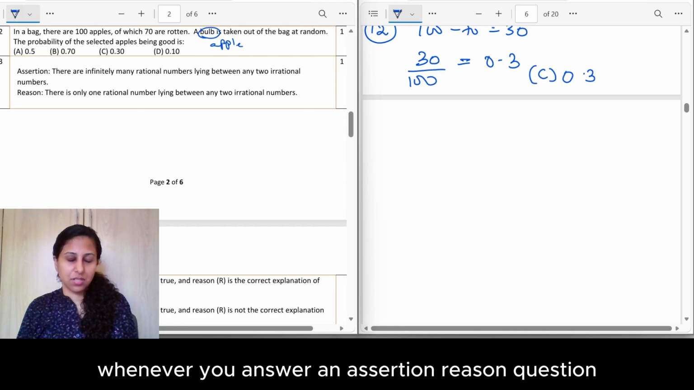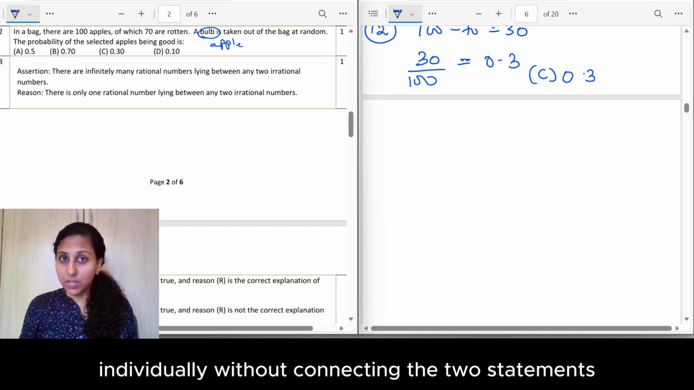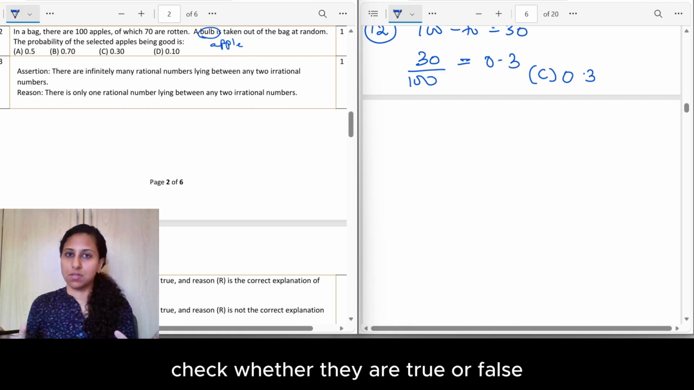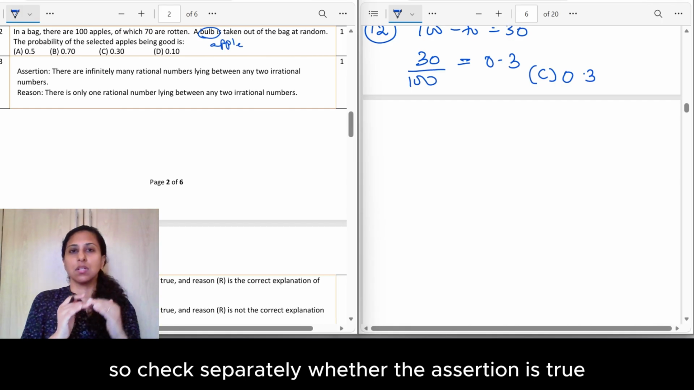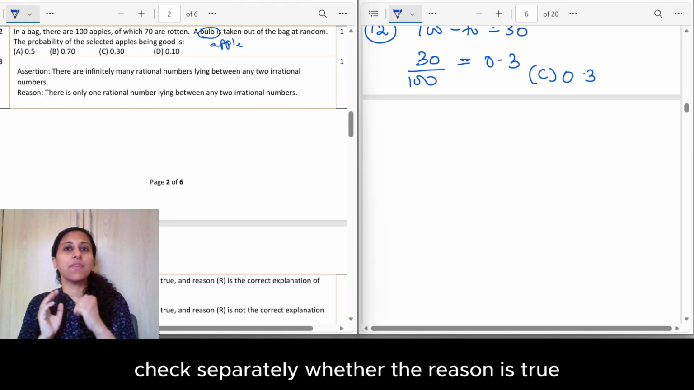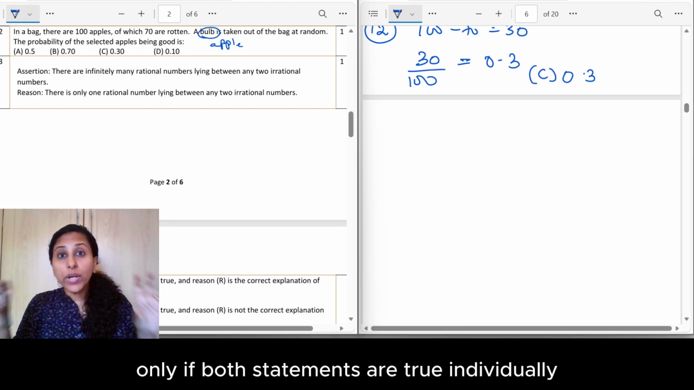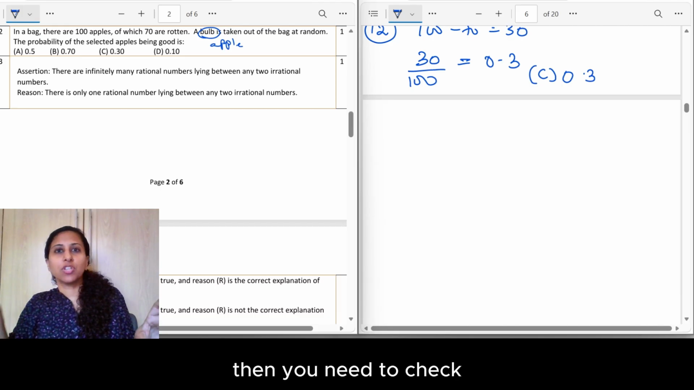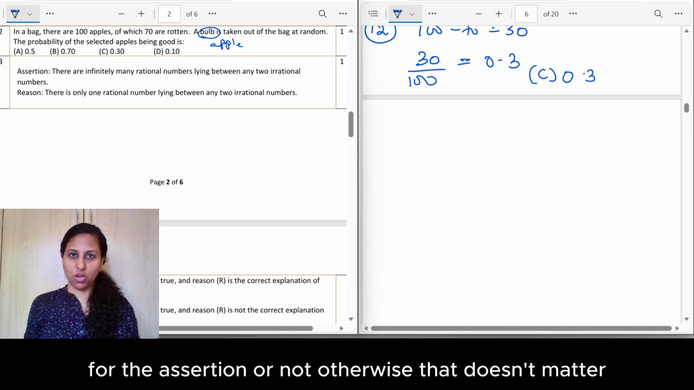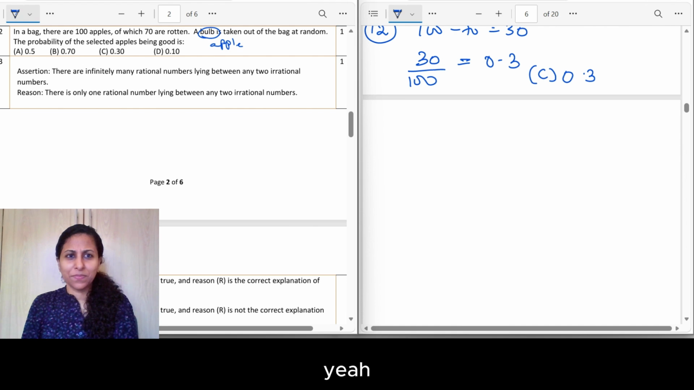Whenever you answer an assertion reason question, individually, without connecting the two statements, check whether they are true or false. So check separately whether the assertion is true. Check separately whether the reason is true. Only if both statements are true individually, then you need to check whether the reason is the right reason for the assertion or not. Otherwise, that doesn't matter. You don't have to check it up separately. Yeah?